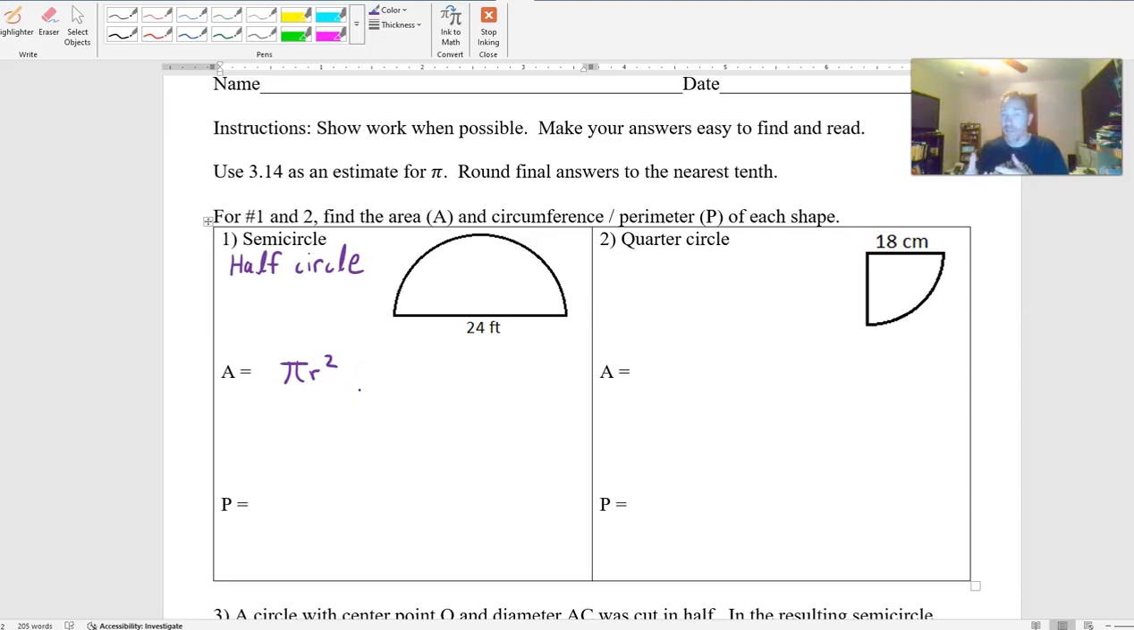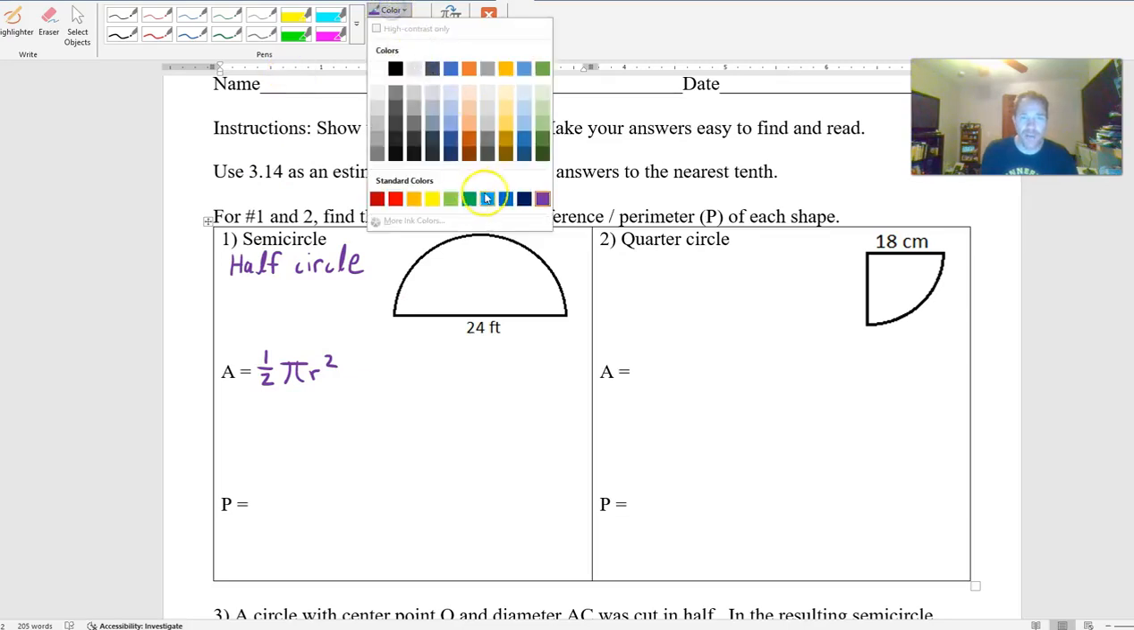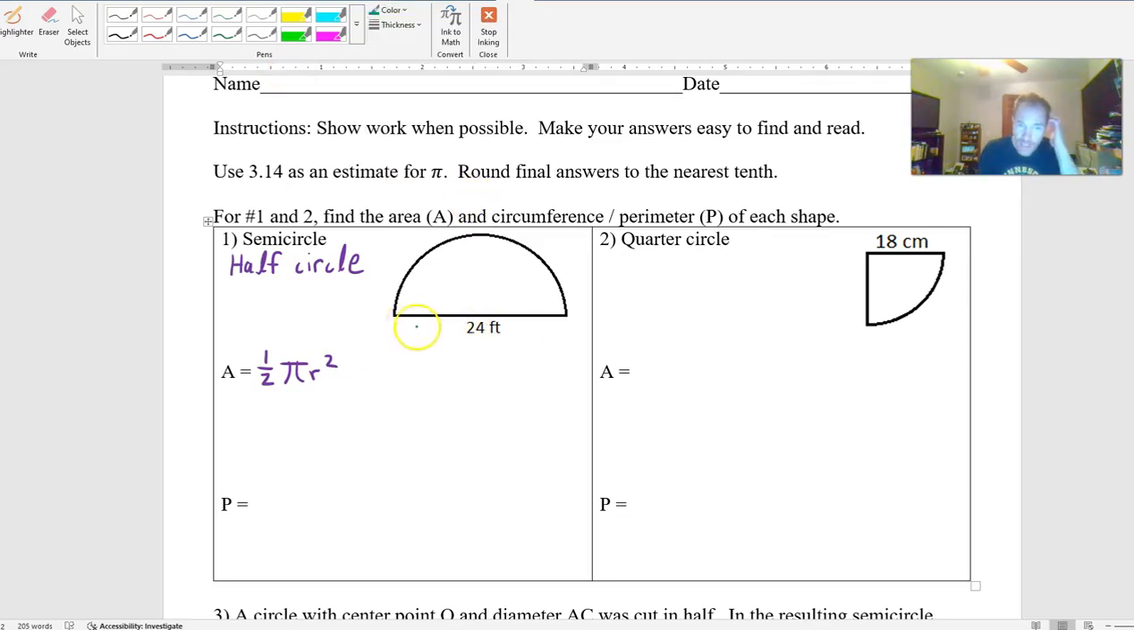So you have a semicircle, you have half a circle. That just means you get half of the square units. You get half of the area. So it kind of goes back to like the triangle and trapezoid formula where you have a half. So however you like to do that, multiply by a half, multiply by 0.5, divide by 2. But that's our formula. Then the thing to realize also here is that this 24, this would be the diameter.